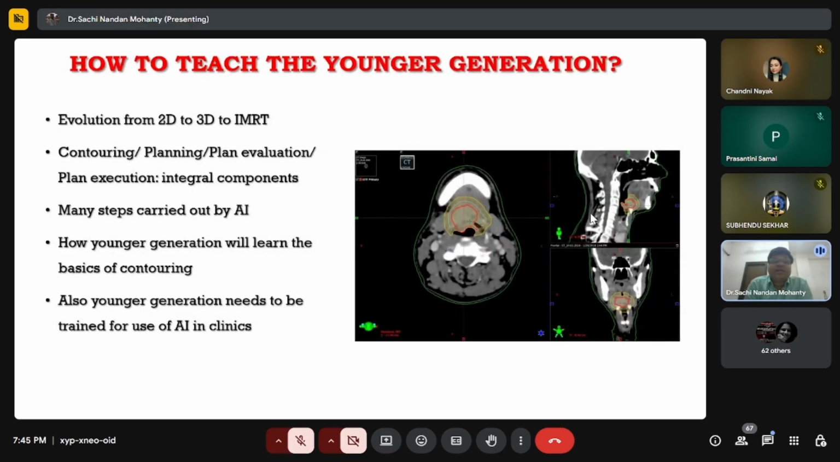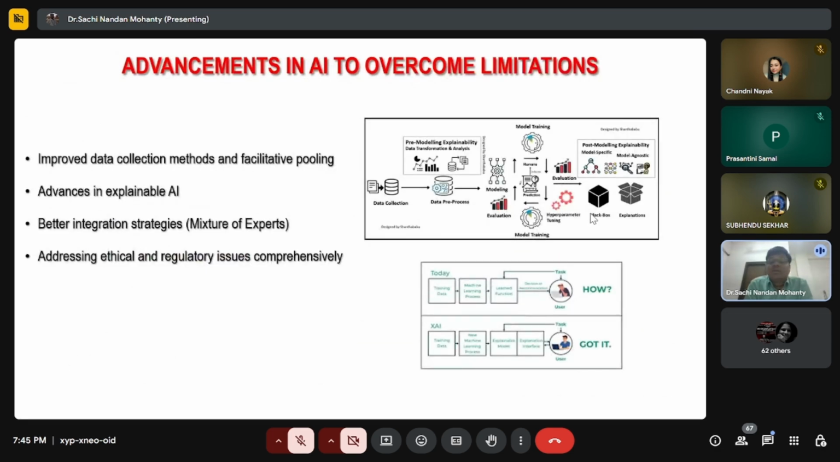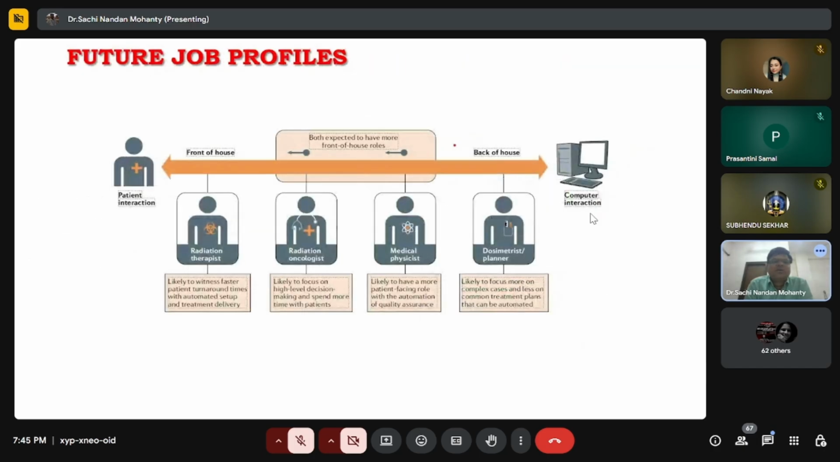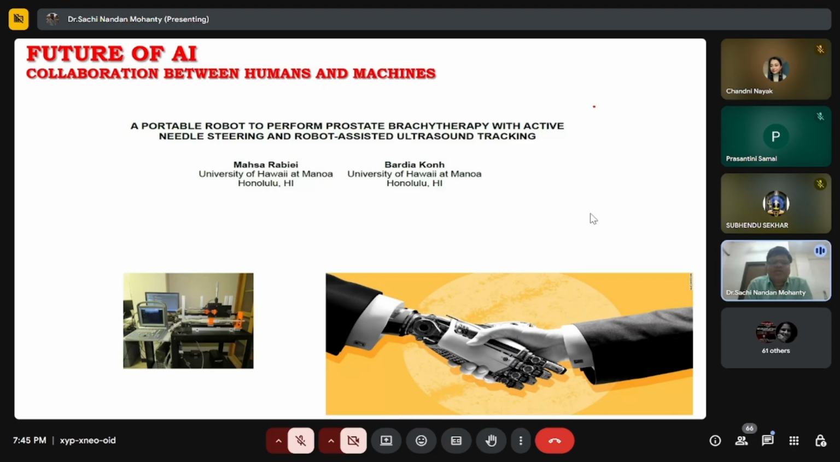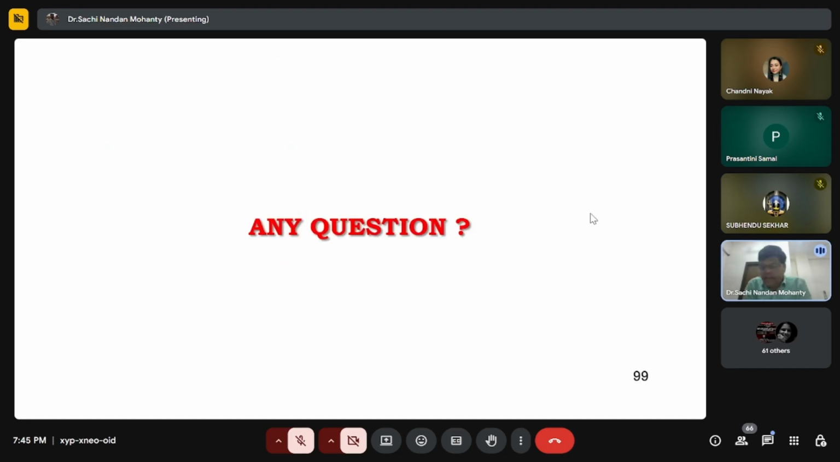How to teach the younger generations? I already told you these things. I think the limitations across the AI, I told you advanced AI can overcome the limitations. So these are the future job profiles. I already told you, now the future of AI. Let us join with the AI for better betterment and well-being of the society. How does the future look like? So the conclusion. Any questions?